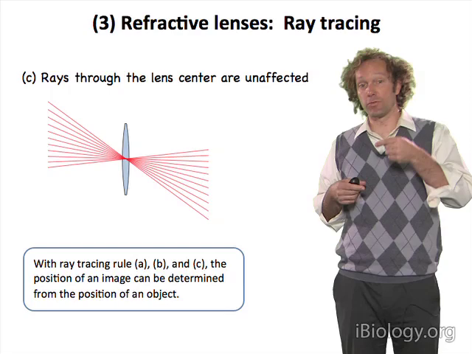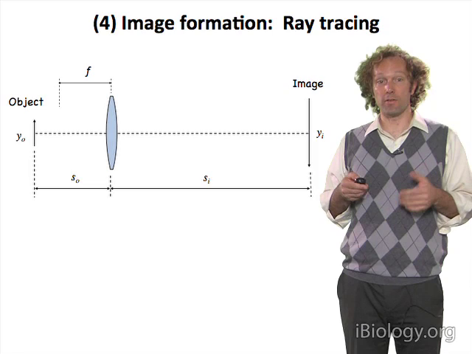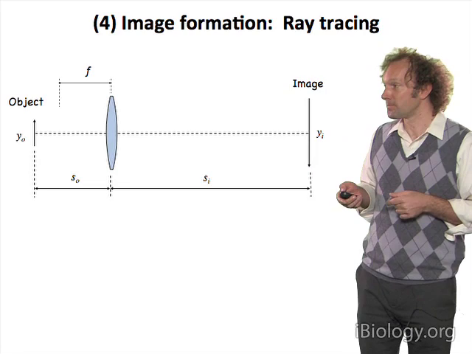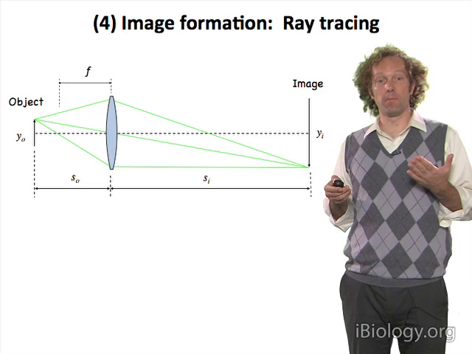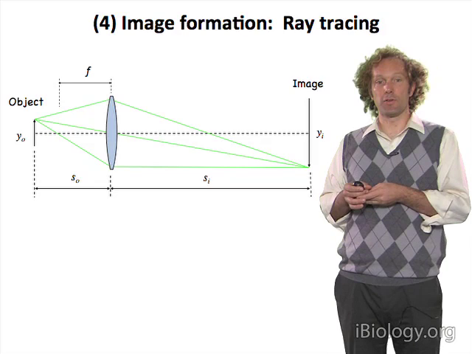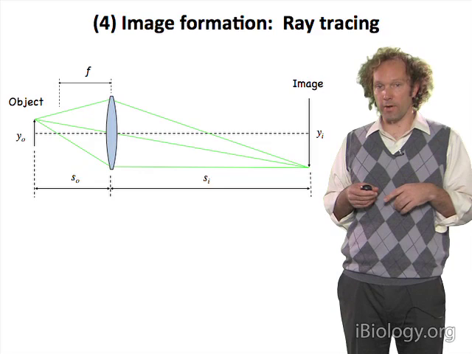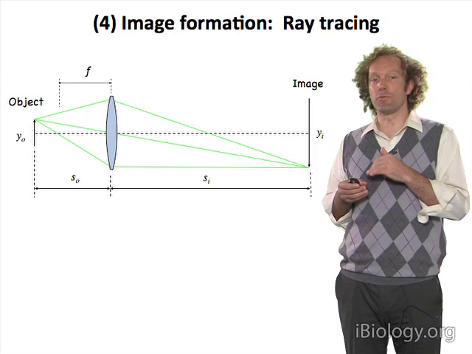We can now use that to figure out where an image should show up if we have a lens in front of this object. So we'll start by tracing a few rays. These rays are all coming from the tip of the object. Let's take the middle ray. The middle ray is passing all the way through the center of the lens, and based on rule number three, we shouldn't bend it at all. That ray should pass all the way through and continue going.